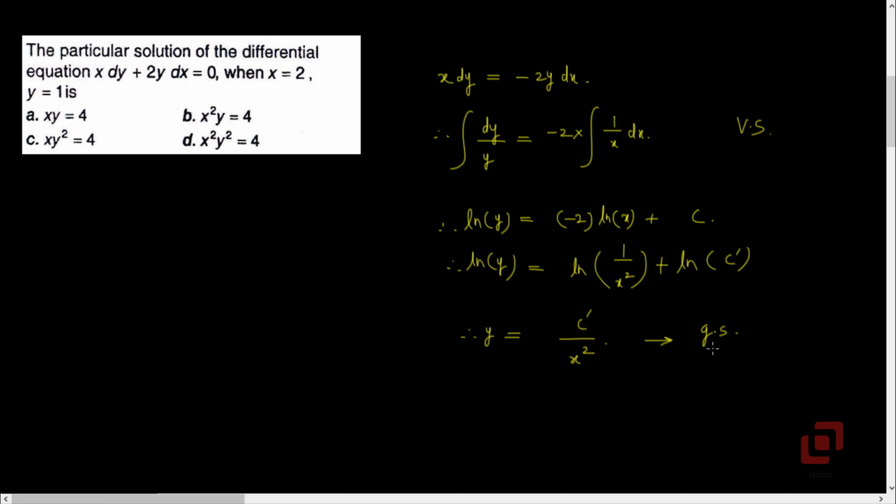Let's now find its particular solution. When x is 2, y is 1. Therefore, 1 is equal to c dash upon 2 squared, which is 4, which implies that c dash must be 4. Therefore, the particular solution is y equal to 4 upon x squared, or 4 equals x squared into y. That is option B.